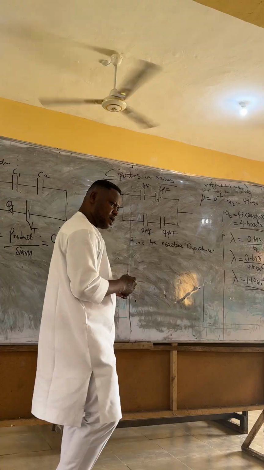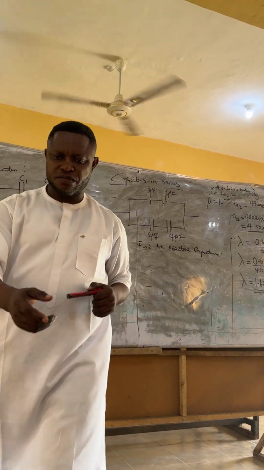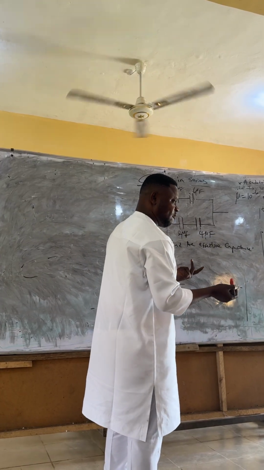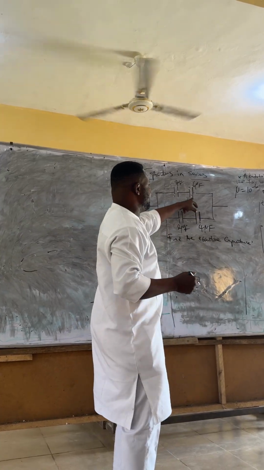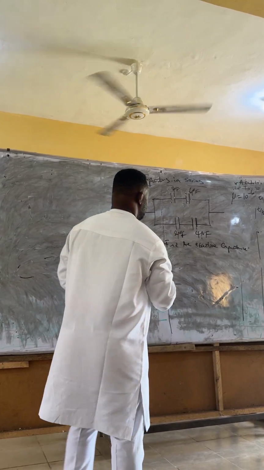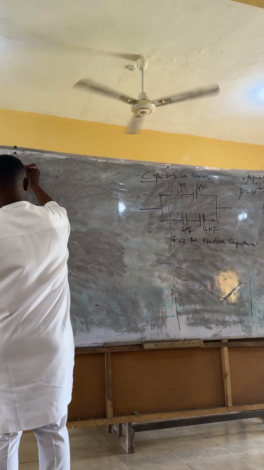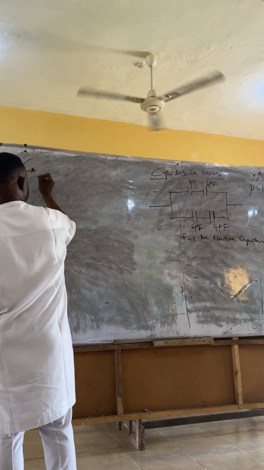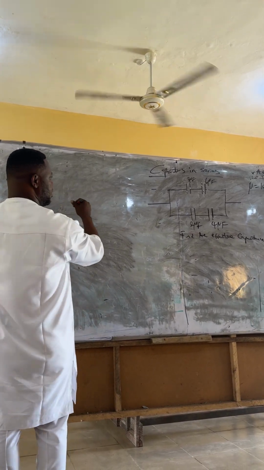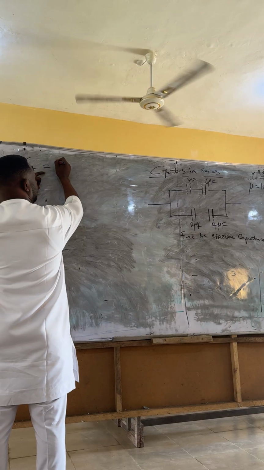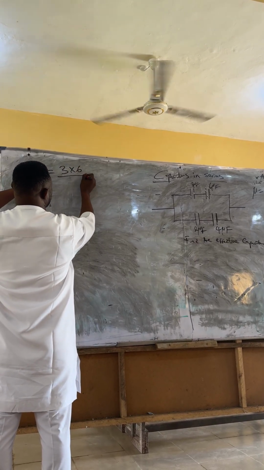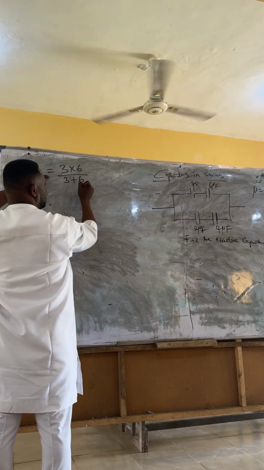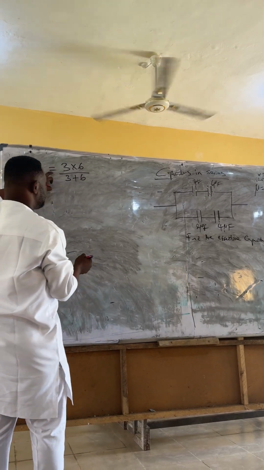Can we solve? Okay, someone should do it. Use product over sum. So I can find the effective capacitance of these two first. I can call it CA. And my CA will be product over sum. That will be 3 times 6 all over 3 plus 6. Is that true, when I say product over sum?